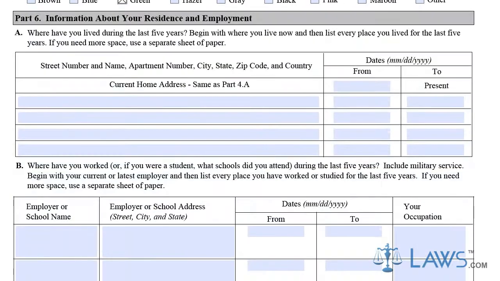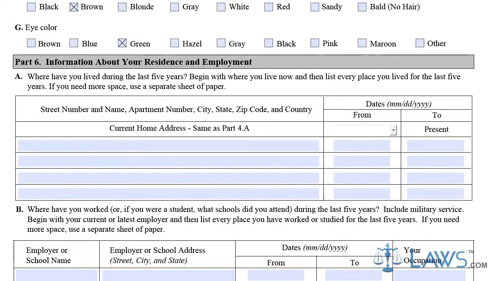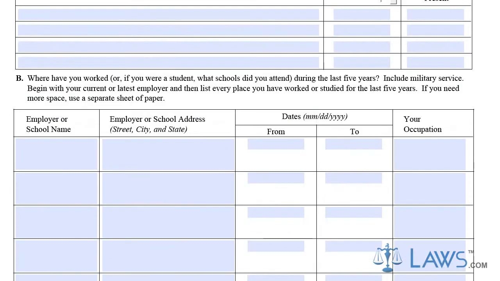In Part 6, you must supply your residence and employment history. Include all residences, education, and employment in the past 5 years. If you need to attach additional information, you may do so by using a blank sheet of paper and attaching it to your N-400 form.